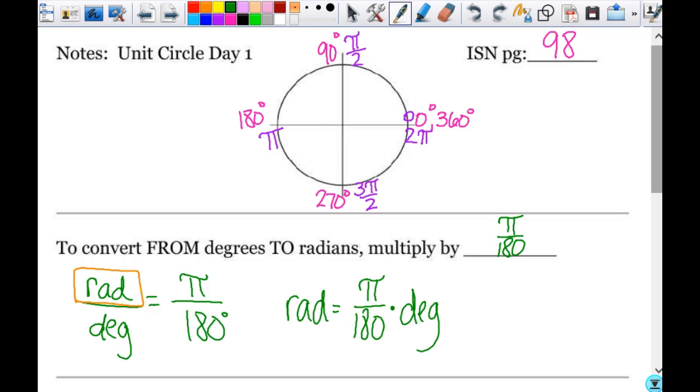I didn't have to do that to get that one because I could reason my way around. Same thing, if I put 270 and multiply it by pi over 180, I'm going to get 270 pi over 180, which is going to reduce to 3 pi over 2. So if I have some obscure number, I can stick it in there and it's no big deal.